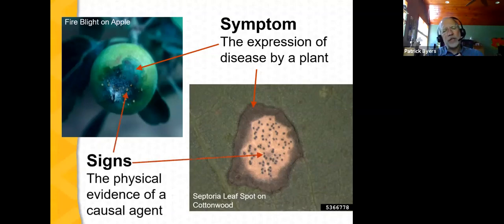The sign is the actual physical evidence of what caused the problem. Looking at that septoria leaf spot on cottonwood, those little dark spots in the center of the larger spot, that's the actual fruiting body of the fungus that causes septoria leaf spot. So it's the actual causal agent. It's the actual fungus. Looking at the upper picture of the apple with fire blight, notice the drops of ooze coming from that area on the apple. Those drops of ooze are actually the bacteria mixed with the exudates that the bacteria produce. So again, that's an example of the sign. That's the physical evidence of the actual causal agent.